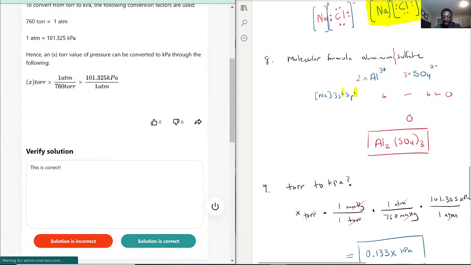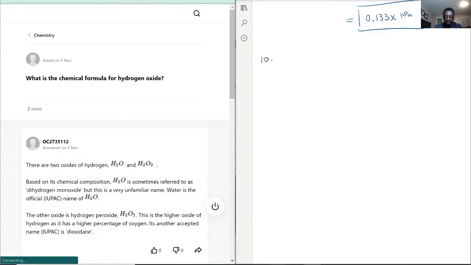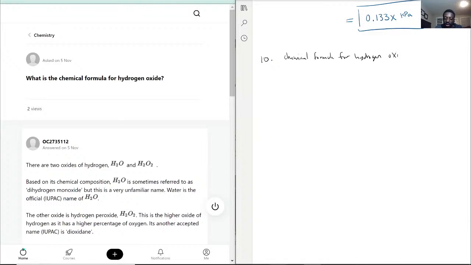Now let's move on to question 10. All right. So this question here is asking, what is the chemical formula for hydrogen oxide?